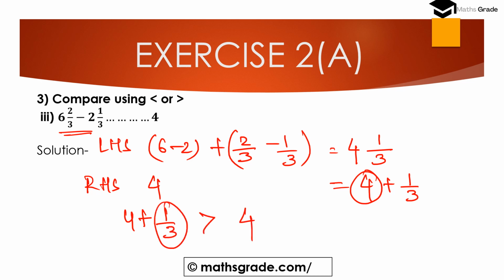क्योंकि यहाँ पे 1 more 1 divided by 3 है. So 1 divided by 3 is also greater than 0. मतलब 4 plus 1 divided by 3 is greater than 4, क्योंकि यहाँ पे 4 plus add हुआ है 1 divided by 3 के साथ. तो यहाँ पे 4 plus 1 divided by 3 is greater than 4. So greater than symbol यहाँ पे. So 6 2 divided by 3 minus 2 1 divided by 3 is greater than 4.